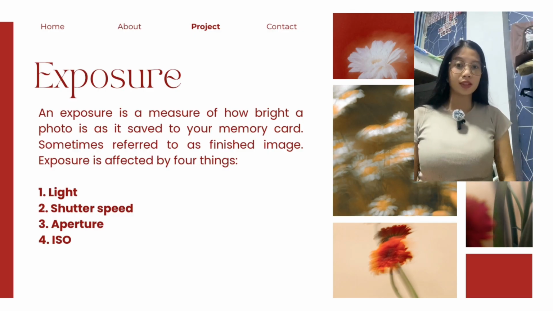Second is shutter speed. The role of shutter speed is the duration the camera sensor is exposed to light. It is measured in seconds or fractions of a second. Third is aperture. Aperture is the size of the opening in the lens that lets light through. Last one is ISO. ISO is the camera sensor's sensitivity to light. It is represented by a number.